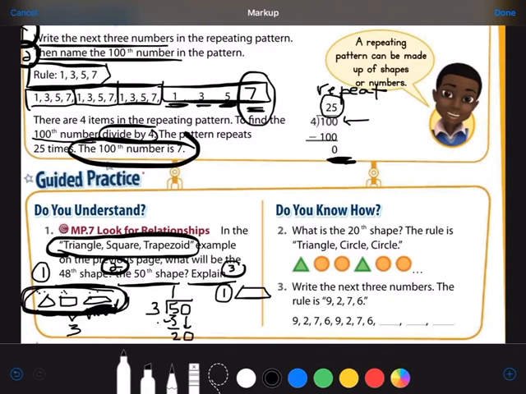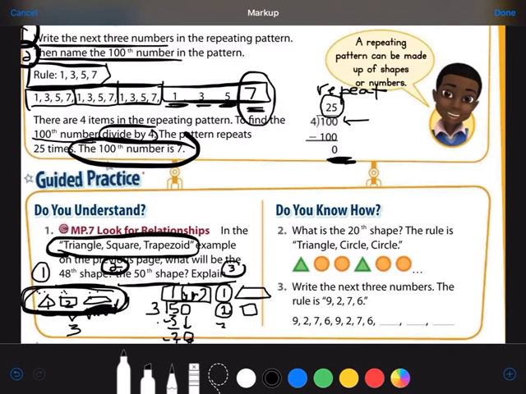Bring down the 0. How many times does 3 go into 20? Well, it goes in 6 times. 6 times 3 is 18, and 20 minus 18 is a remainder of 2. So this time I can make the pattern 16 times, but then there's 2 left over. So 16 times, then remainder 1, remainder 2. This time, the 50th shape is the square, the middle shape, right?